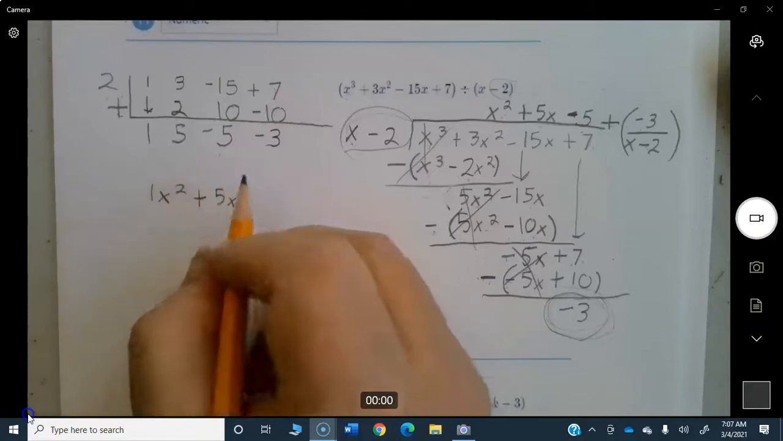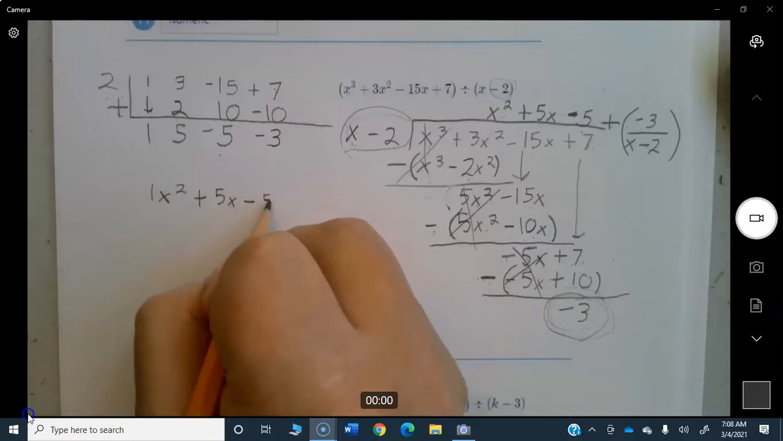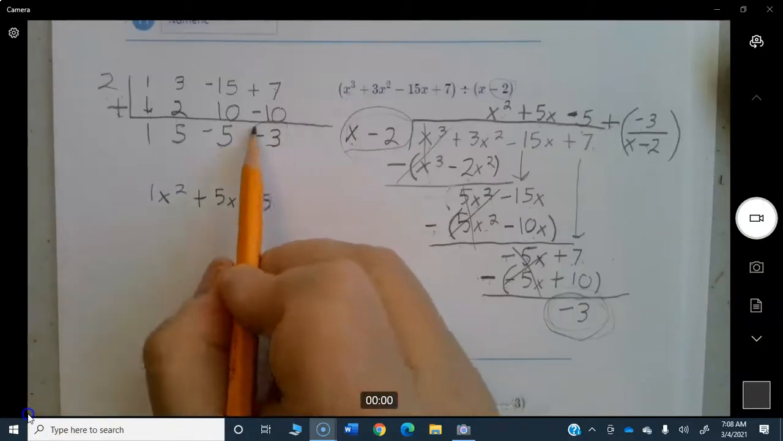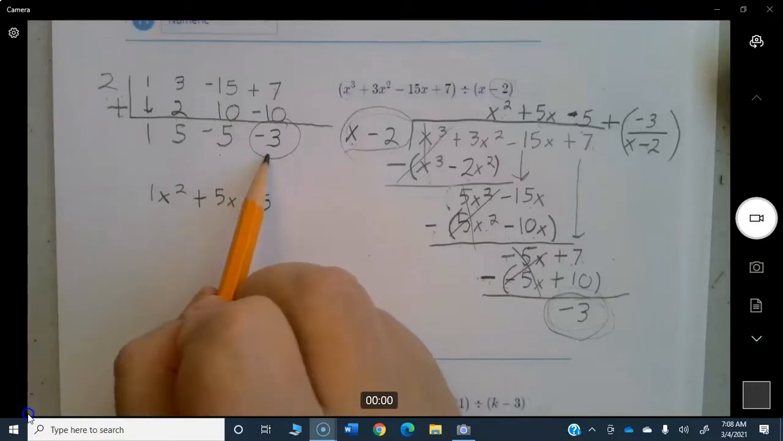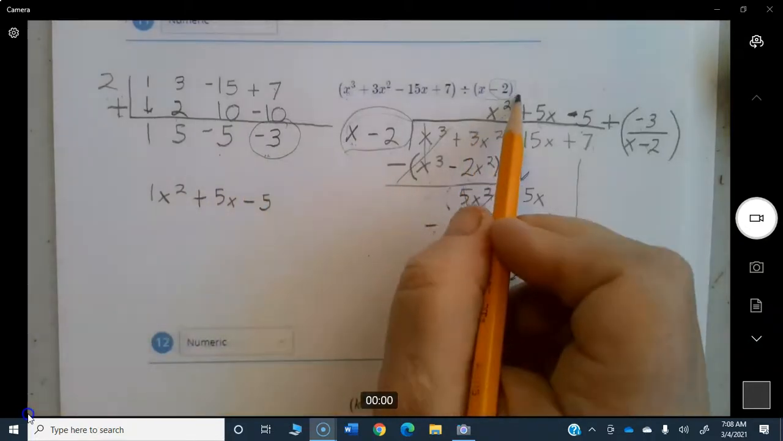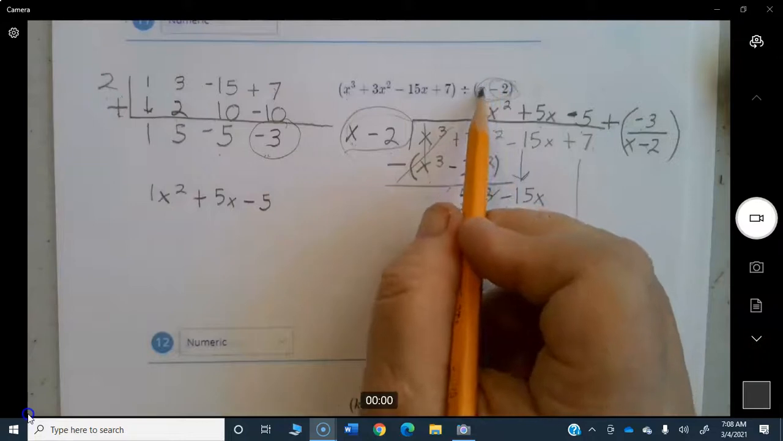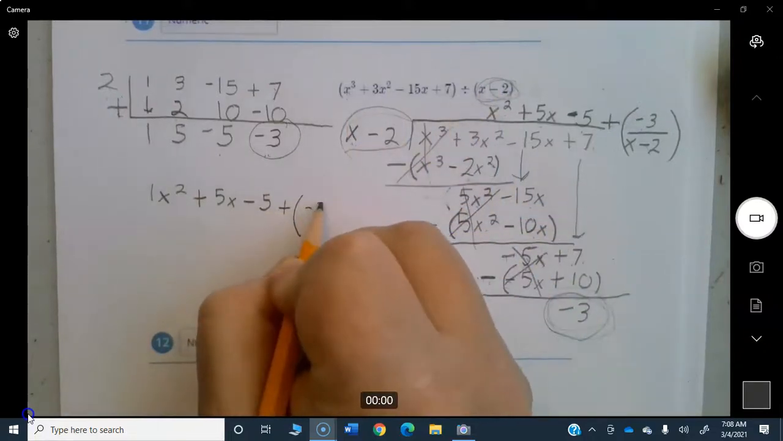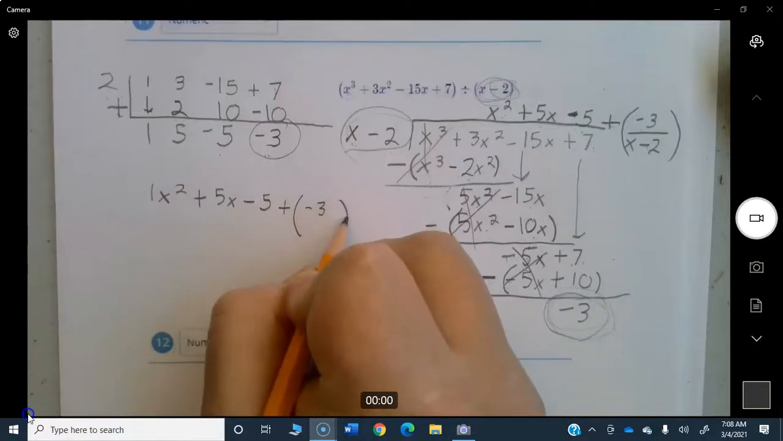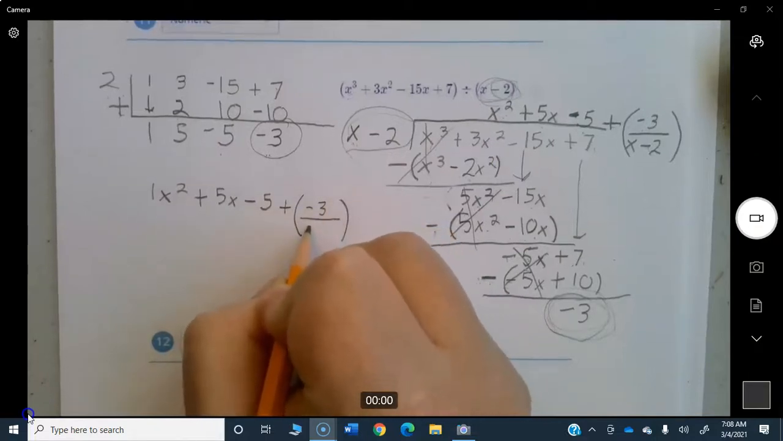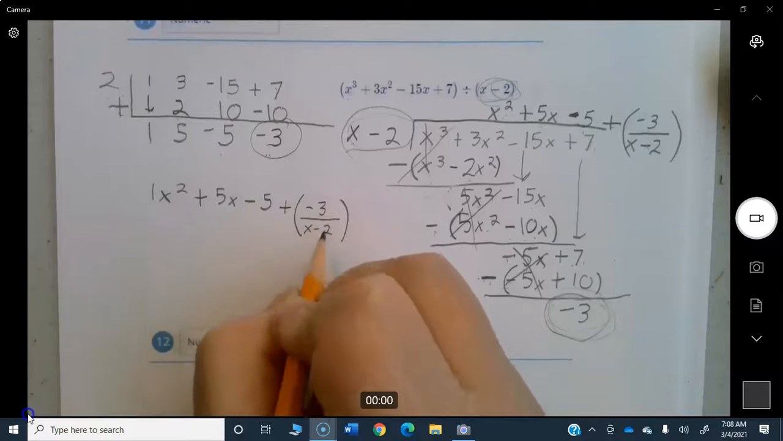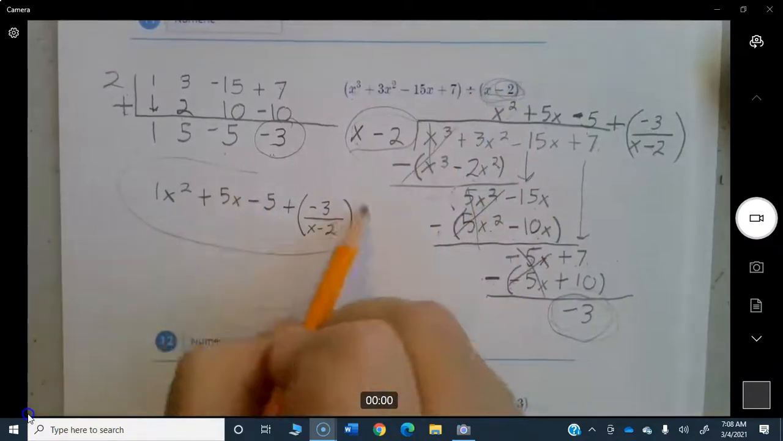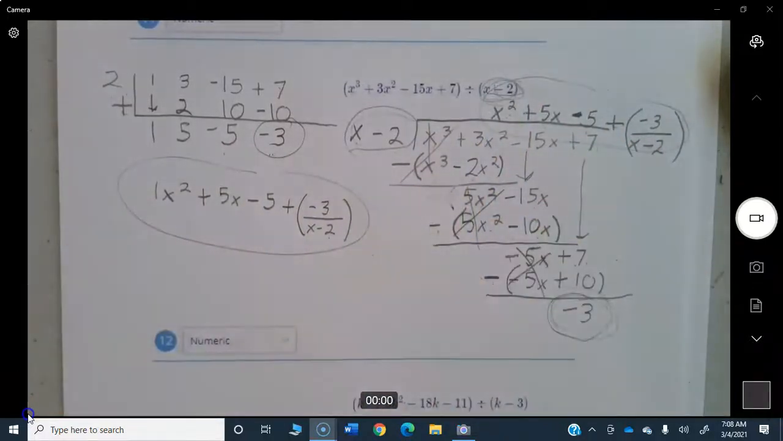And finally the 5 at the end, minus 5. Okay, so at this point you just have to know how to get the remainder. You take that last number that you came up with, and you go back to your original equation and put it over the divisor, which is x minus 2. So I'm going to write plus -3 over x minus 2. You just have to reach back and get this again and put it over that. So there's your answer, same as this one over here.